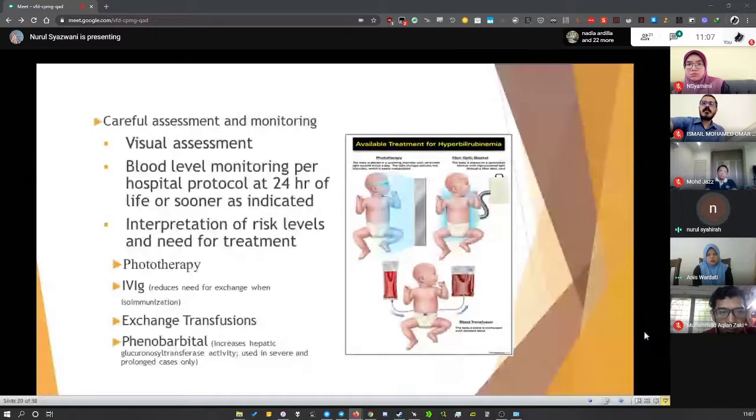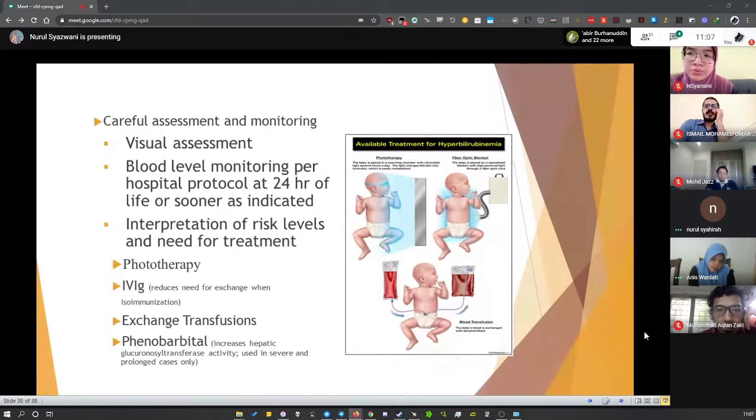Okay, so this one is the bilirubin assessment monitoring. So you can look at that.